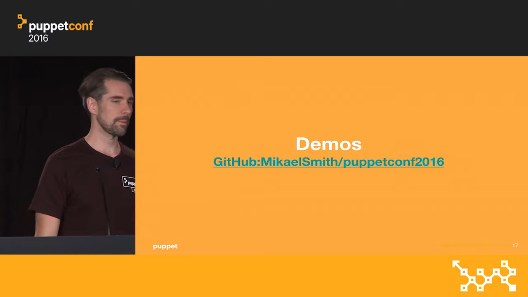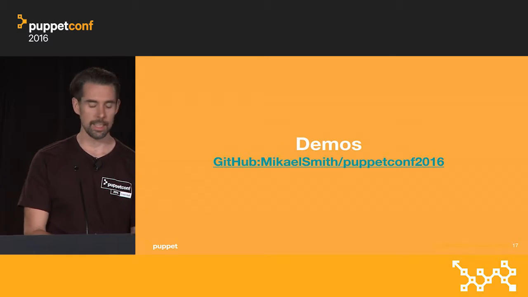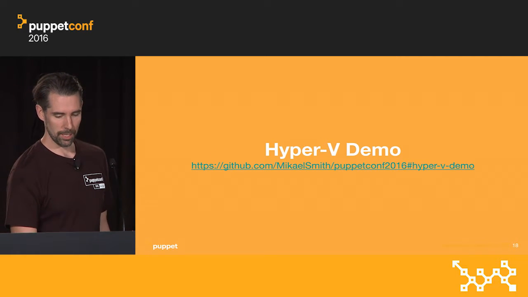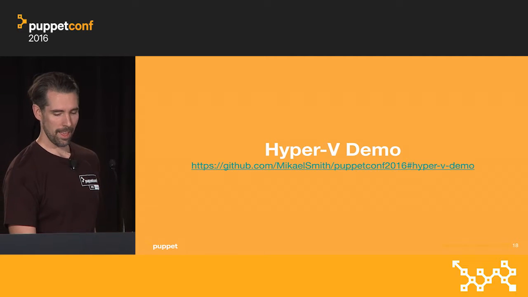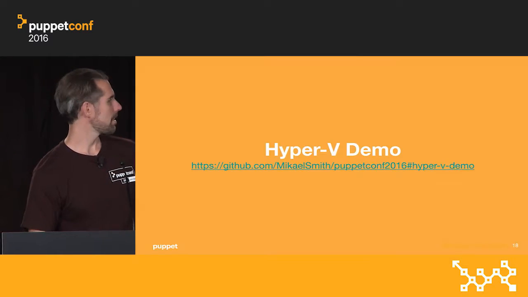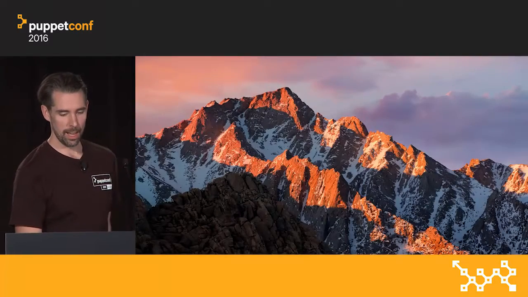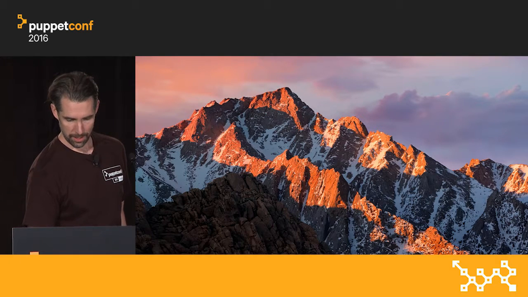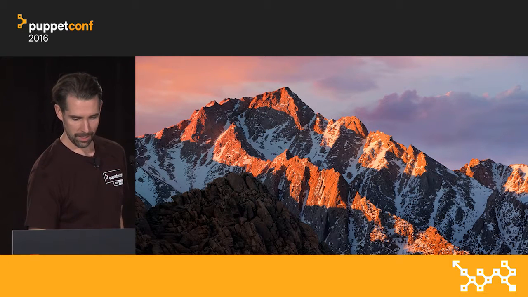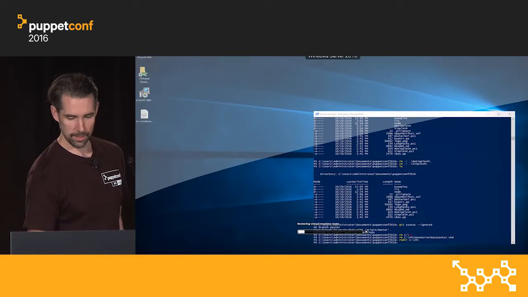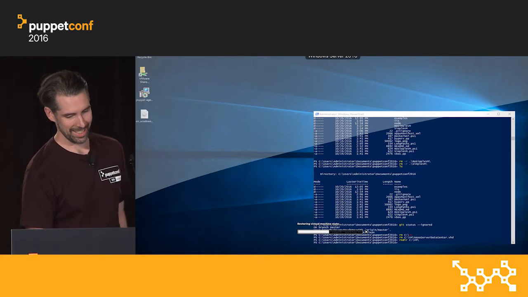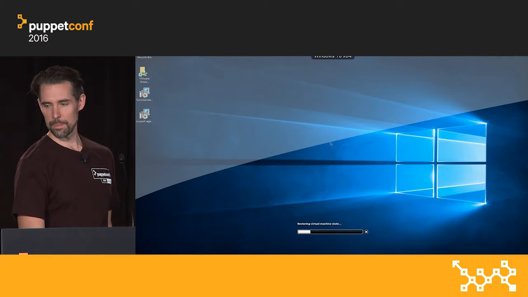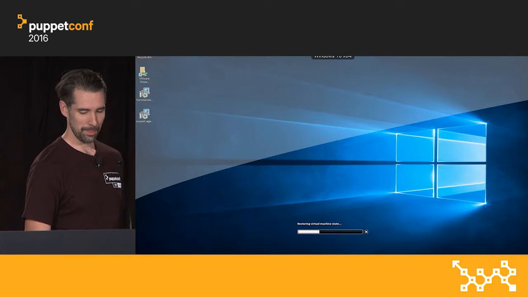So I'm going to be doing a couple of demos. They're all available on GitHub at a PuppetConf 2016 page. The first one is just going to be bringing up a Hyper-V demo. And in this case, I'll be using DSC directly, and I'll speak to why now.